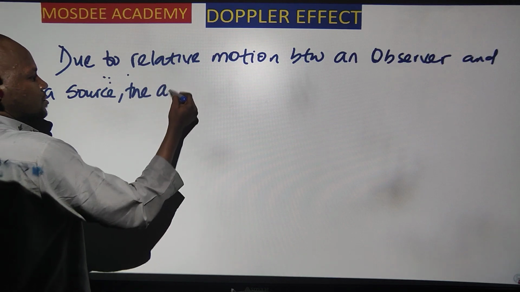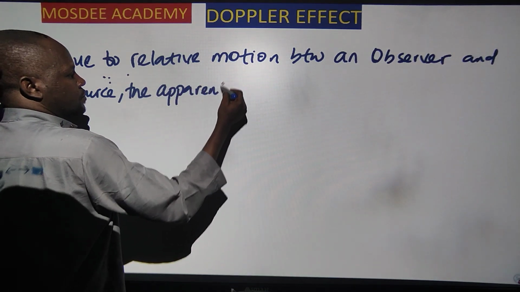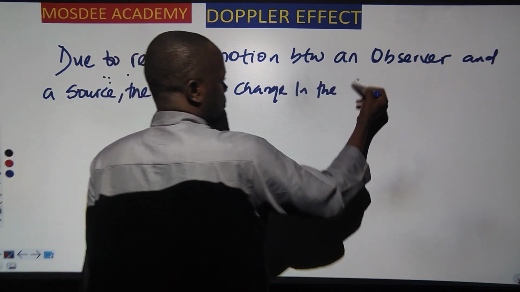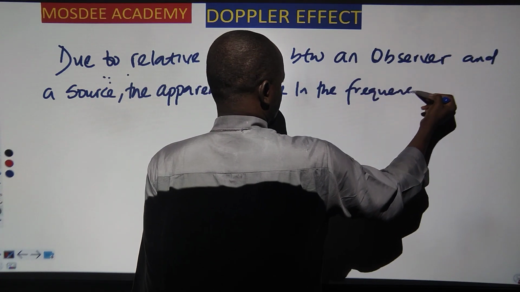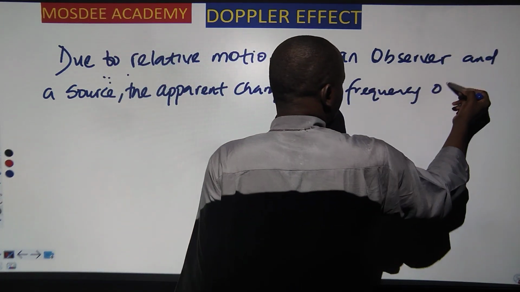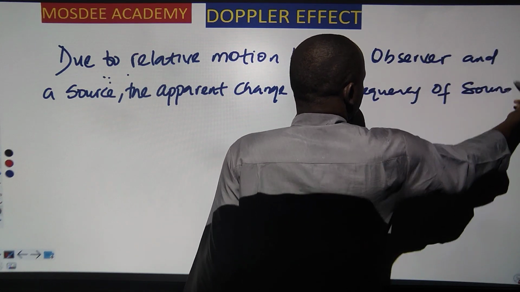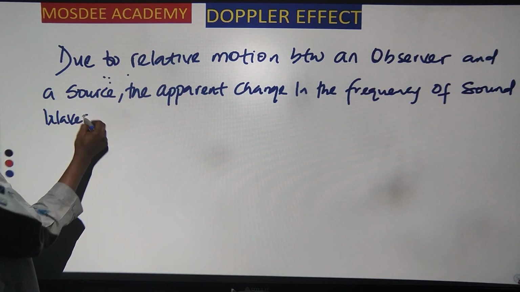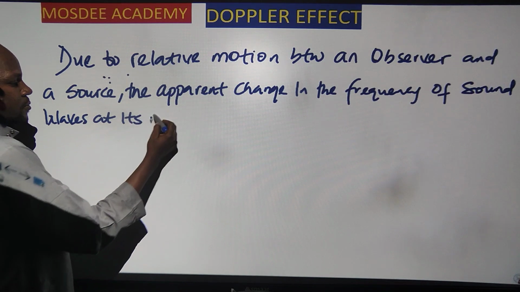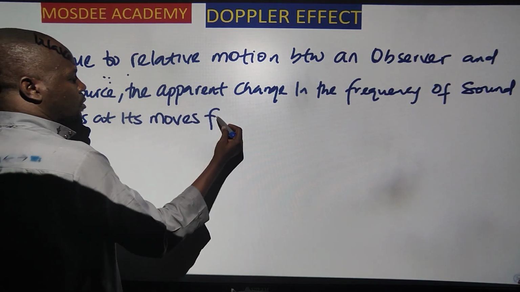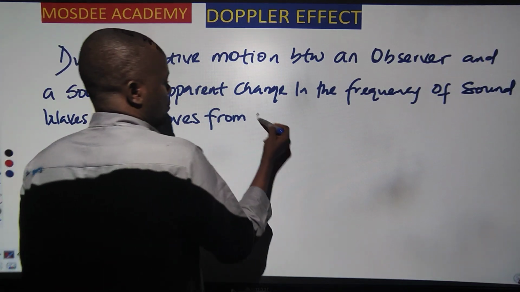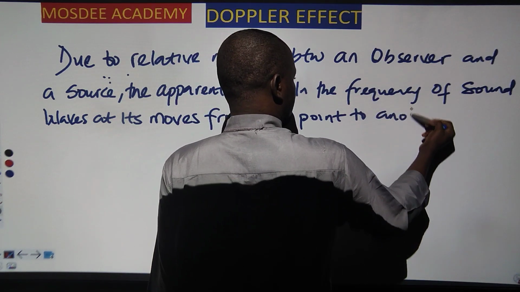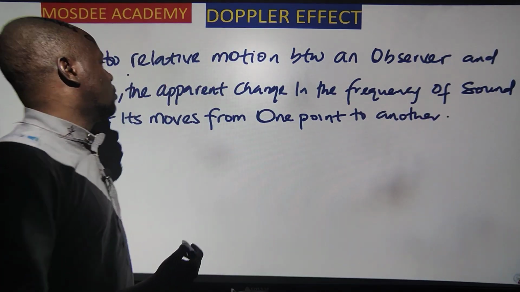the apparent change in frequency of sound waves as it moves from one point to another. So that is what we call Doppler effect.